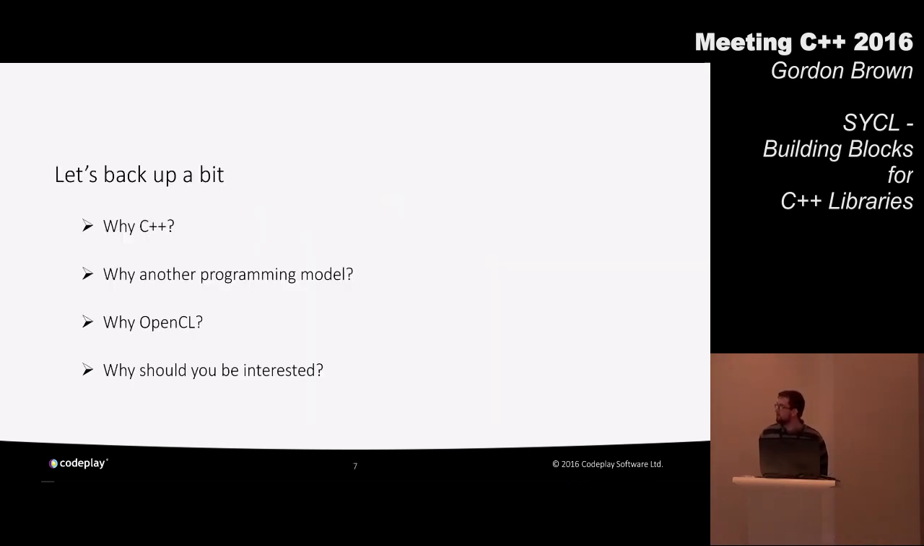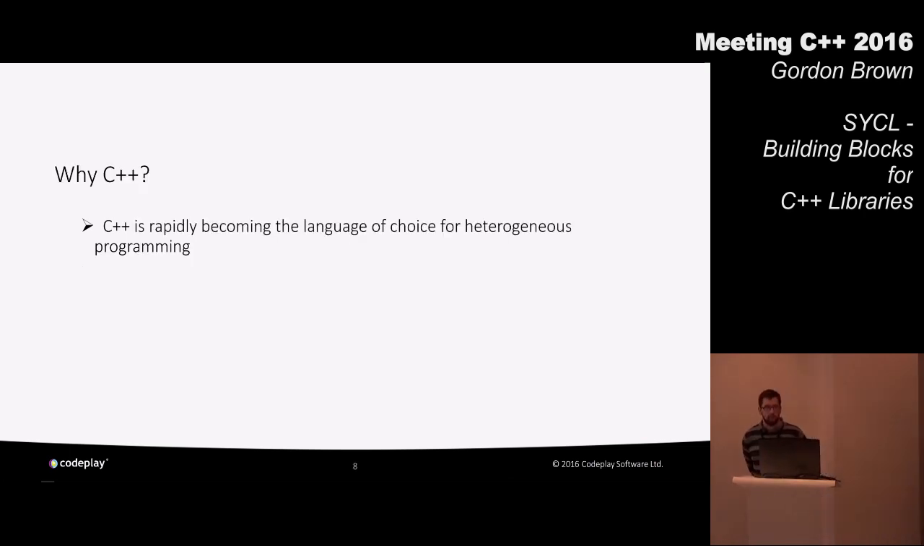But let's back up a bit first. So why do we want to do C++? Why create a new programming model? Why base this on top of OpenCL, and why should you be interested? So first of all, why would we choose C++? Well, C++ is rapidly becoming the language of choice for heterogeneous programming.